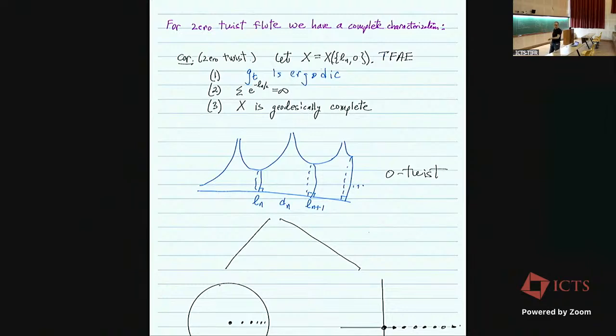So in this case, we can have a necessary condition. The geodesic flow is ergodic is equivalent to this series diverging, okay? And that's equivalent to geodesic completeness. But that's a strong assumption. The twists are all zero.